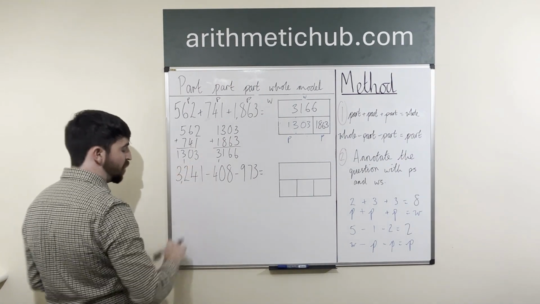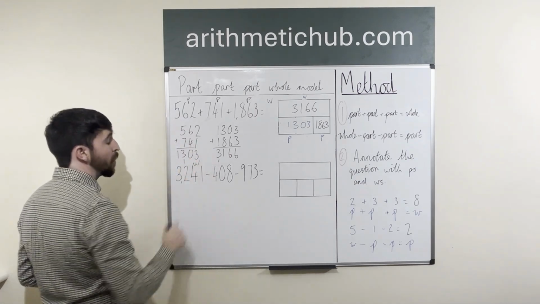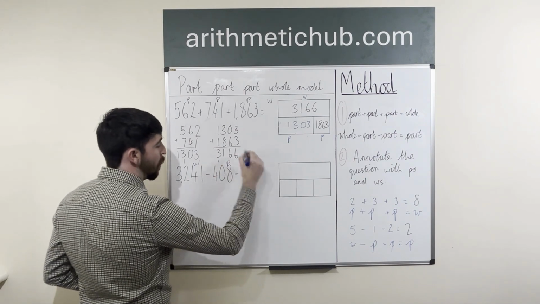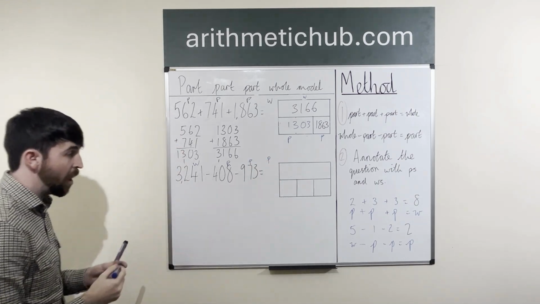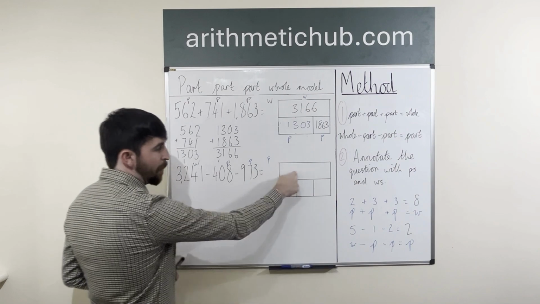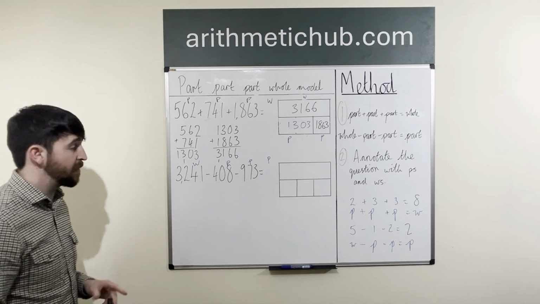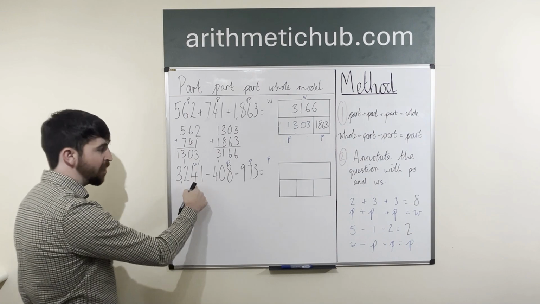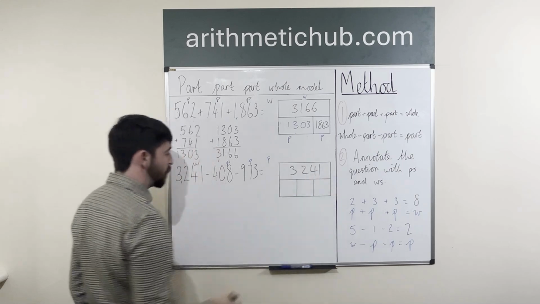So it's subtraction, so we start with a whole. Might be a bit easier to see if I put it in blue. Okay, so we start with a whole, we take away a part, we take away another part, and that's going to give us our final part, okay? And again, we can put this into a bar model if it's going to help you to visualize it. You don't need to do this, but I'm going to put it into a bar model to help you to visualize it. So we start with our whole, 3,241.